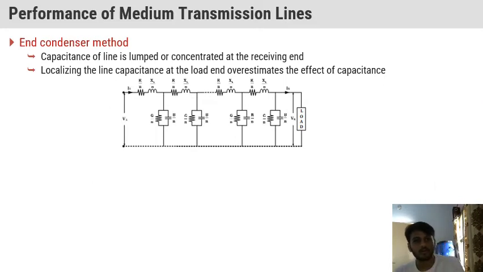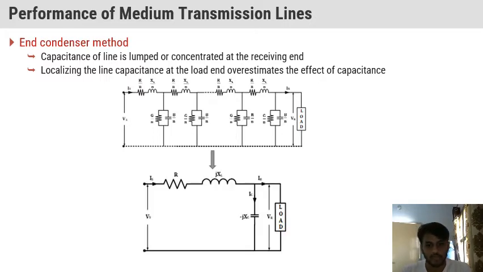So first of all, what is the end condenser method? Capacitance of the line is lumped or concentrated at the receiving end. Localizing the line capacitance at the end overestimates the effect of capacitance. So we can convert this diagram into this one, because for calculation purposes we cannot solve this big diagram. So we convert it simply like this, and then we calculate all the values.